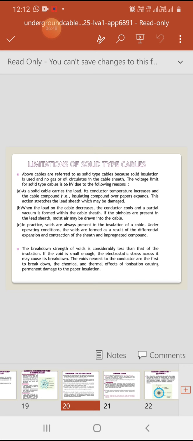So, if the void is small enough, the electrostatic stress across it may cause its breakdown. And the voids nearest to the conductor are the first to break down. Therefore, the chemical and thermal effects of ionization cause permanent damage to the paper insulation.